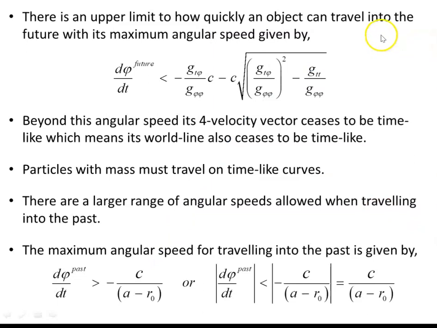There is an upper limit to how quickly an object can travel into the future, with its maximum angular speed given by d phi dt into the future. Remember, this is positive. Is this the intercept here? Remember, that was the first intercept we saw on the graph on the left.